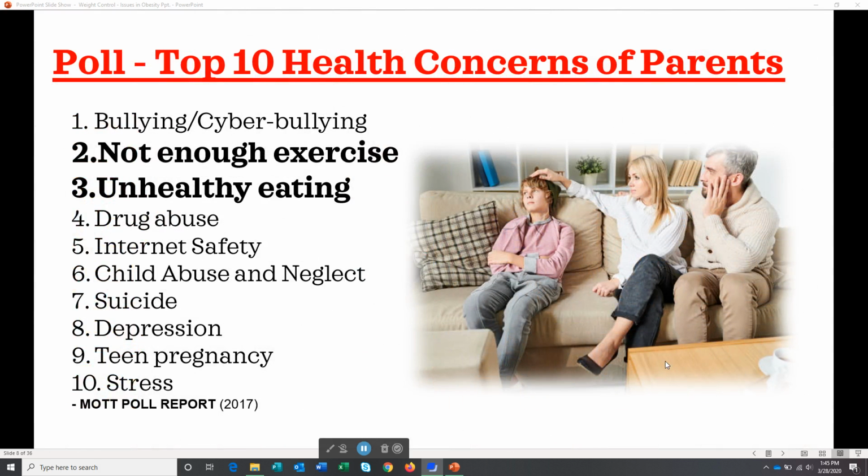As a parent of 3, I'm always concerned about the health and wellness of my children. 2 of the top 10 concerns of parents, 2 health concerns, not eating healthy and not getting enough exercise, number 2 and 3. That ranks up there very high as something that every parent is concerned about.